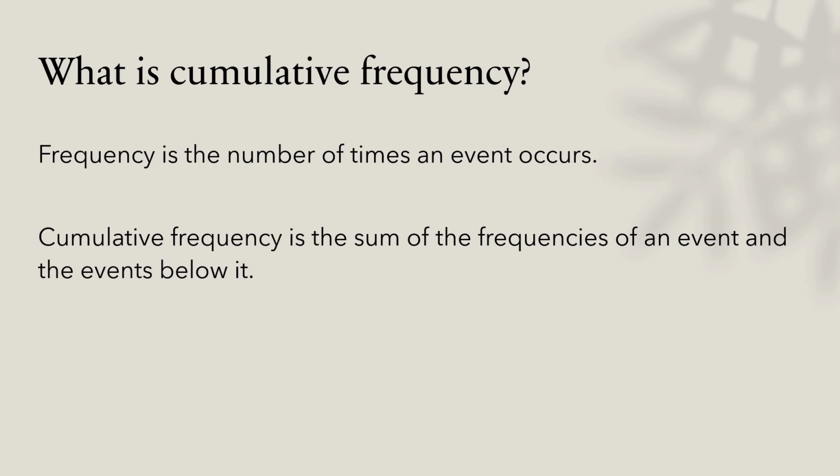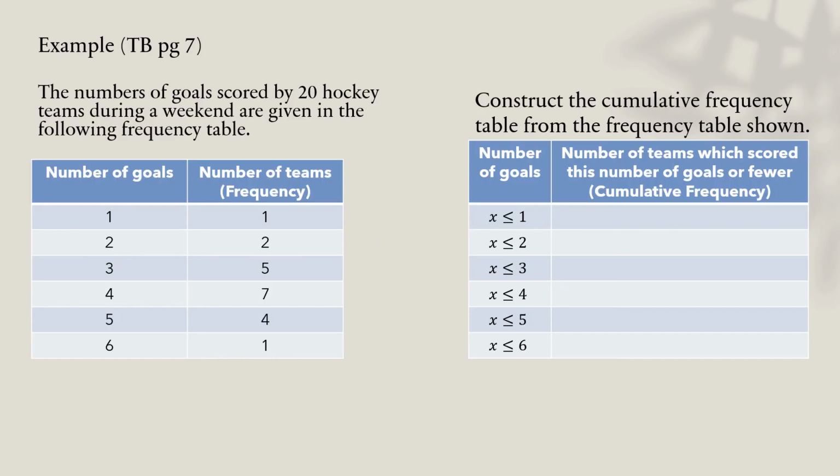But let's look at an example. In this example, it says that the number of goals scored by 20 hockey teams during a weekend are given in the following frequency table. So on the left side of the column, this shows the number of goals. On the right side is the number of teams. And the number of teams here is called the frequency.